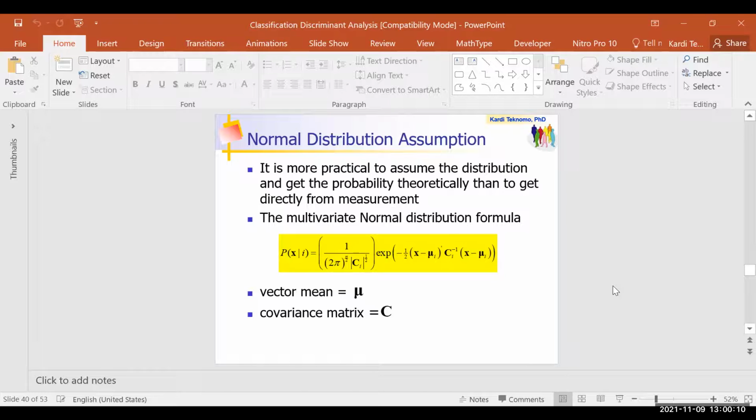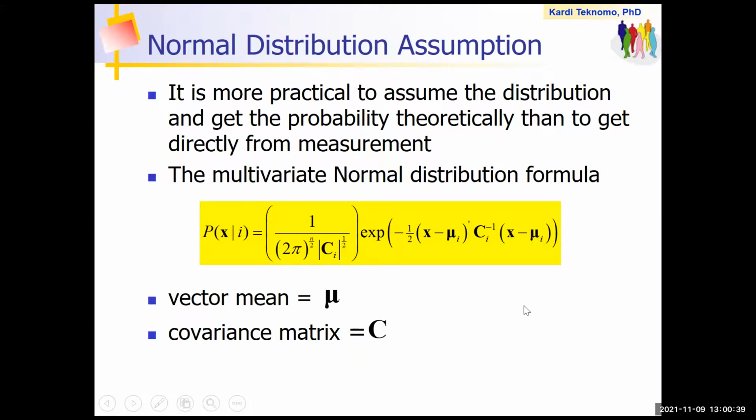You need to know two things. One is the vector mean, I call this mu i. Mu i means what? The vector mean for each group, or each category. And then we also have the covariance matrix, C. So look at the formula here.